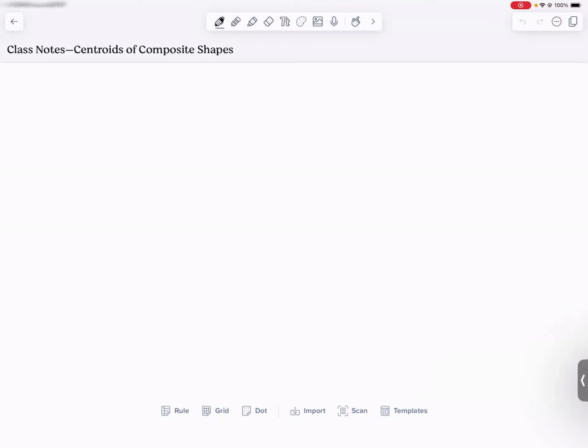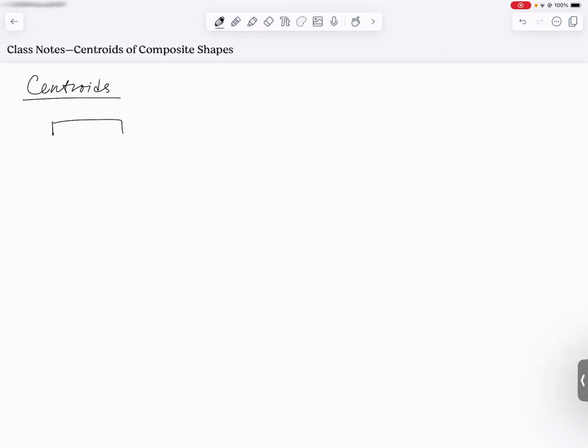In this video, we're going to continue what we did last time with centroids, but instead of finding them using integration, we're going to be looking at finding the centroid of what we call composite shapes, or shapes that are built up of simple shapes. So more centroids today, but no integrals, because it turns out most of the things that we build and work with as engineers are quite simple shapes.